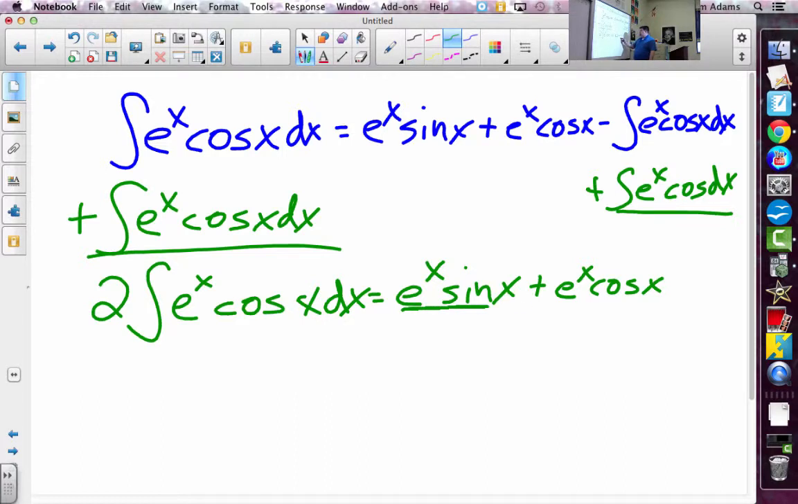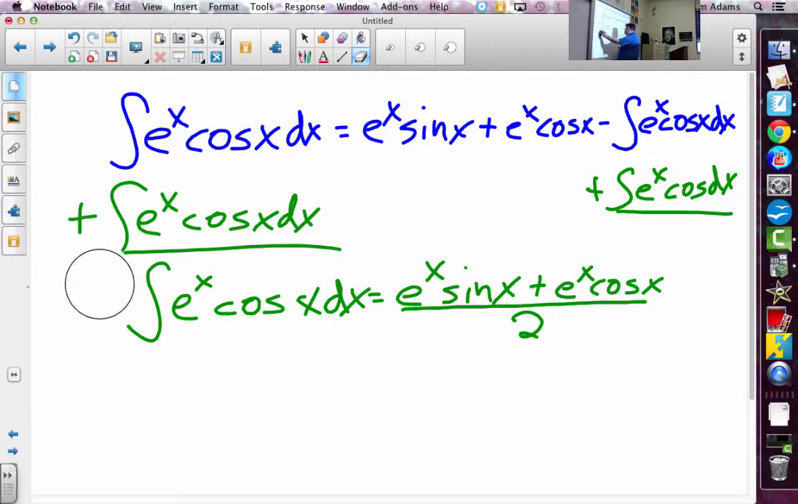So then what we could do is divide both sides by 2, this 2 goes away, and guess what I've just done? Whoa. You have your answer. This is a third way that we could do problem number 3 in your homework.